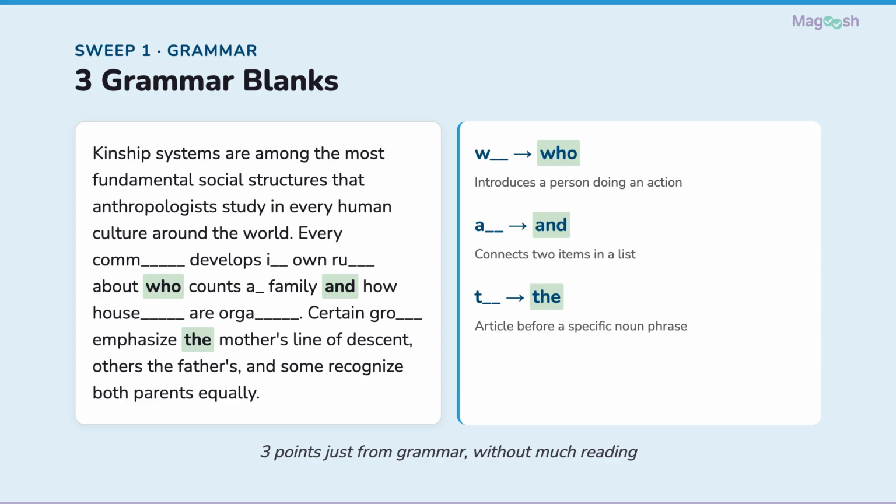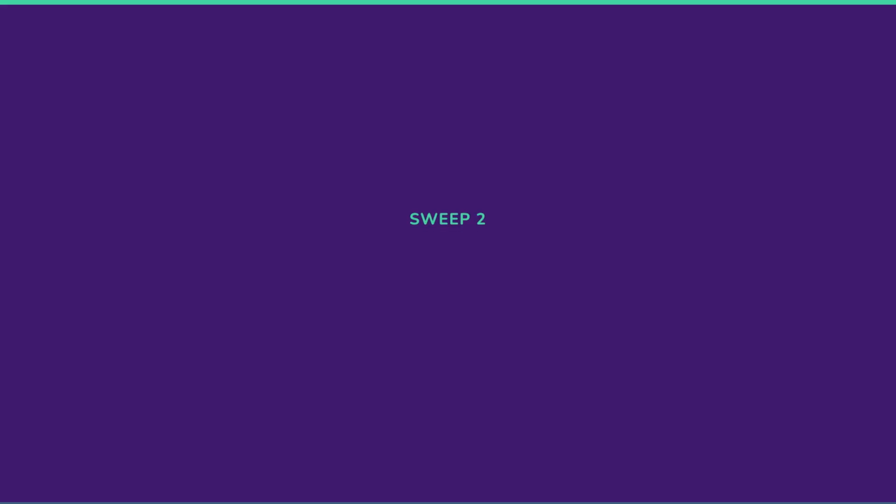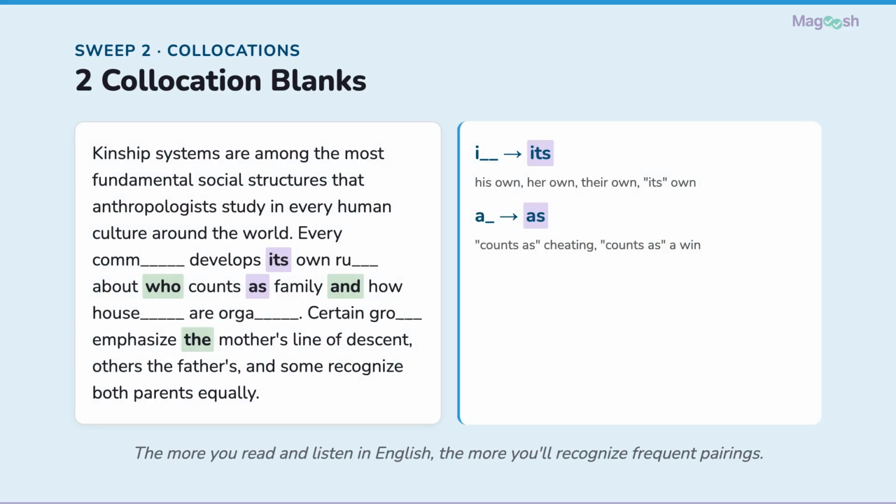That confirms the pattern. After this sweep, we've gotten 3 points, and we haven't even thought about the topic of the passage yet. Next up is sweep 2, common collocations. We're looking for blanks where the answer is a predictable word pairing, something that just sounds right together, or something that we've seen appear together frequently in English.